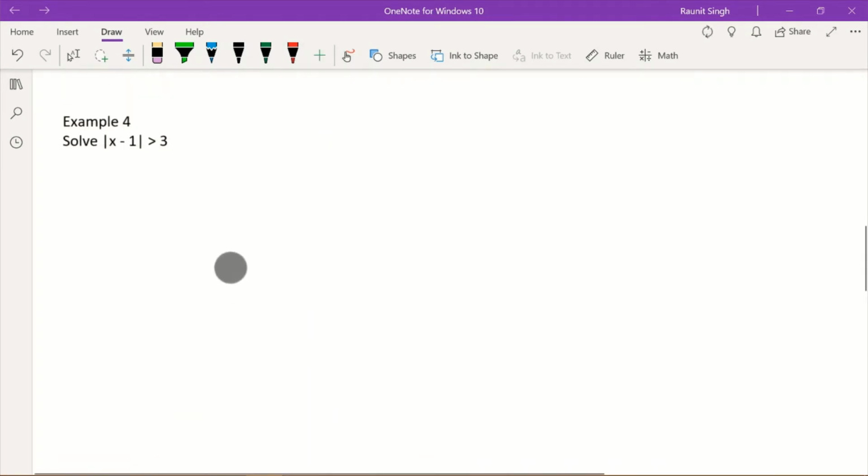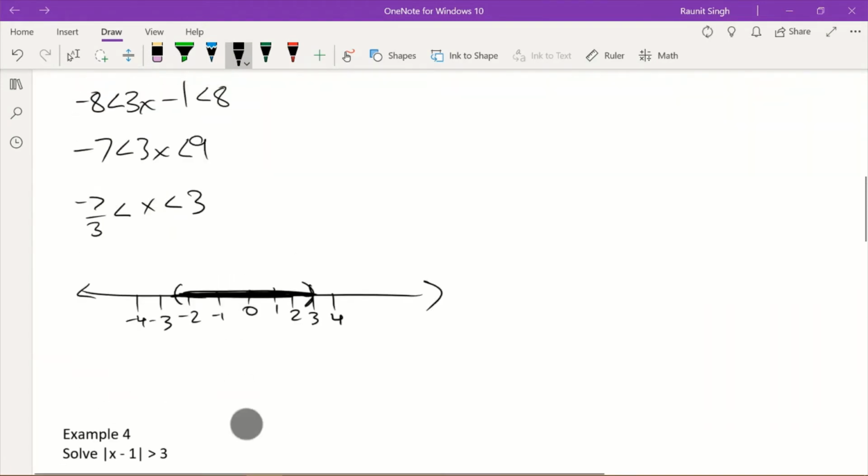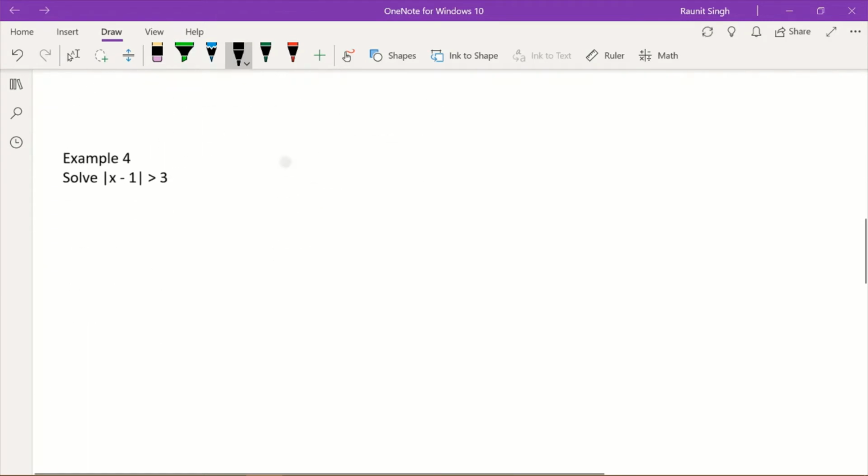Okay, I still can't switch, whatever. Okay, so next example, isn't it the same one? No, okay, I guess not.